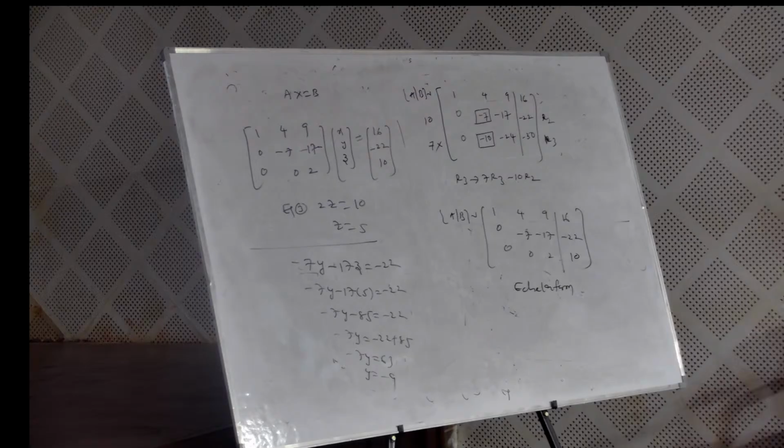What is the final solution? 7, minus 9. Is it a unique solution or no solution or infinite? Unique solution. That means all the equations intersected how many points? 1 point. 7, minus 9, 5. Fine, make x to x1, y to x2, z to x3. That is our wish. It's not a problem.